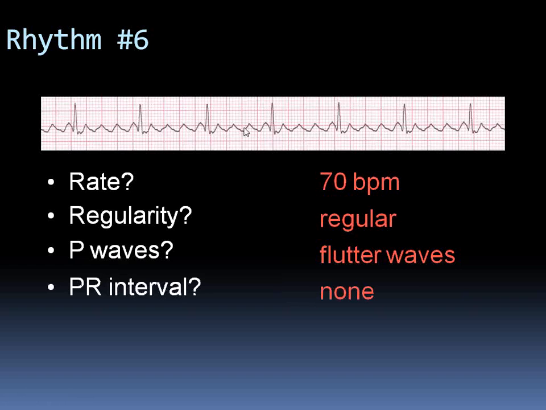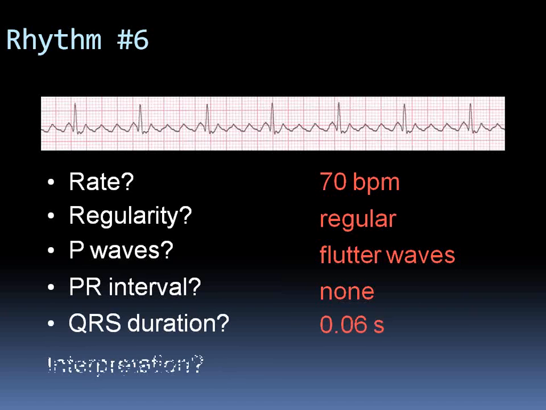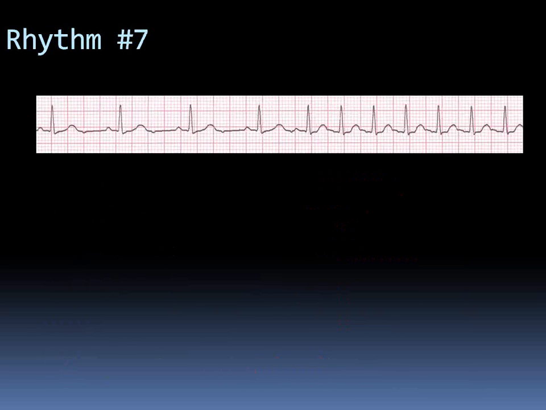And there is no PR interval. Why? Because every fourth flutter wave is conducted. See this. This is one flutter wave, this is second, this is third, this is fourth. There is no QRS following this flutter wave, there is no QRS following this flutter wave, but every fourth flutter wave is conducted. Hence, you cannot say what the PR interval is. But the QRS duration is normal. And this is how a flutter looks like.